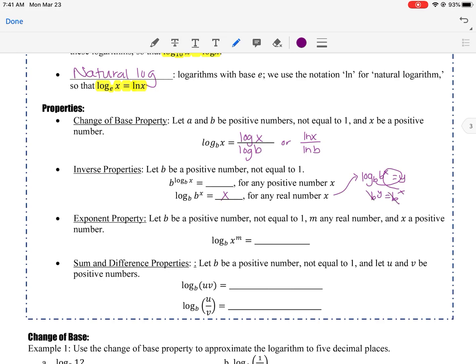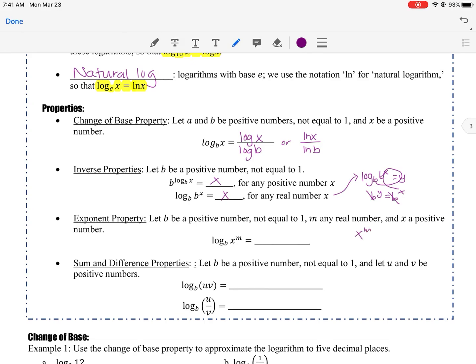So therefore, think about what we did back in the last one. The base of b cancels, so y has to equal x. Therefore, we can just say this equation is equal to x. The same thing, b raised to the log base b of x will also equal x. They will end up canceling out.